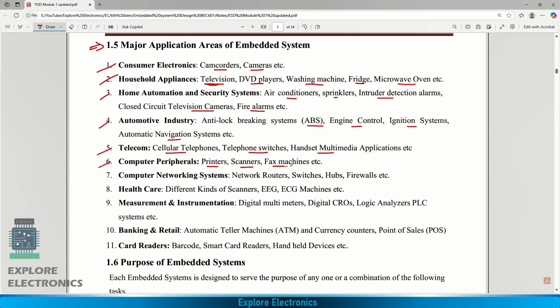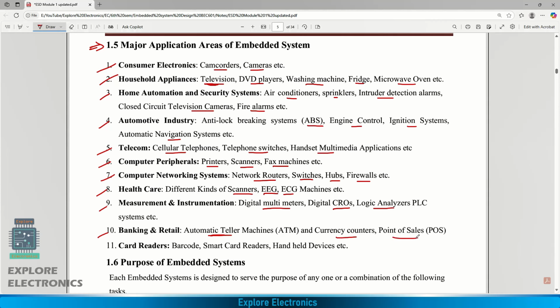They are not generalized, right? Fax machines. Similarly, in computer networking, we see routers, switches, hubs, and firewalls. In healthcare, we will have scanners, ECG machines, EEG machines like that. Measurement and instrumentation will have multimeters, digital CROs you may have seen in your labs, logic analyzers like that. And also in banking systems, what are all the ATMs we see? All those are embedded systems.